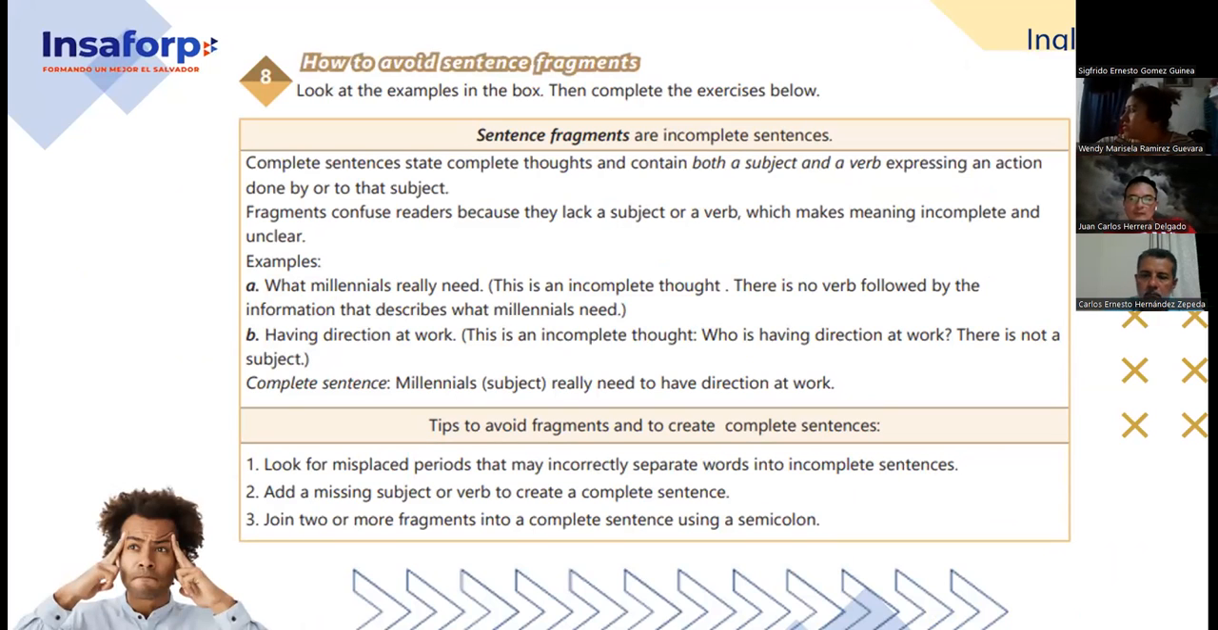And we have this one, how to avoid sentence fragments. We're going to have a short review, and we're saying that sentence fragments are incomplete sentences. We read that complete sentences stay complete and contain both a subject and a verb expressing an action done by or to that subject. So the ideas are not complete and are not clear. So we need to look for a way in which the sentence can be understandable: adding a subject, adding a verb, and also separating ideas by a comma or by a period in order to make another sentence. Look at the first example.